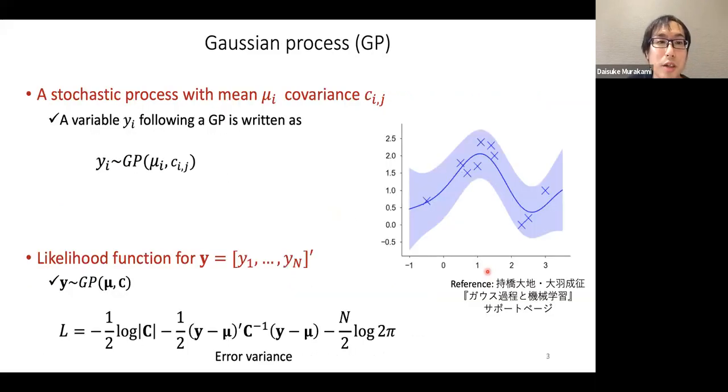So let me introduce the Gaussian process. Maybe you all know it, but it is a stochastic process defined by a mean and covariance. If y follows a Gaussian process, it is usually written like this, with a mean and covariance. Basically, this GP tries to estimate some smooth process like this, behind the observations shown by these dots. Its likelihood for any observations is written like this. The maximization of this likelihood tries to minimize error variance while considering a log determinant term. So it is very simple.